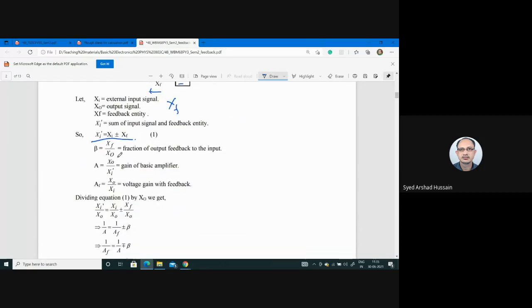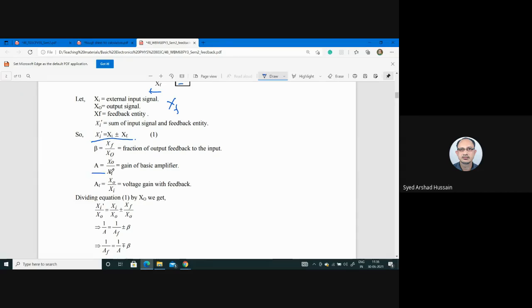Beta is equal to XF divided by X0, and it mainly characterizes the amount of feedback, and this is known as the feedback ratio, the fraction of output fed back. What part of what? Okay.